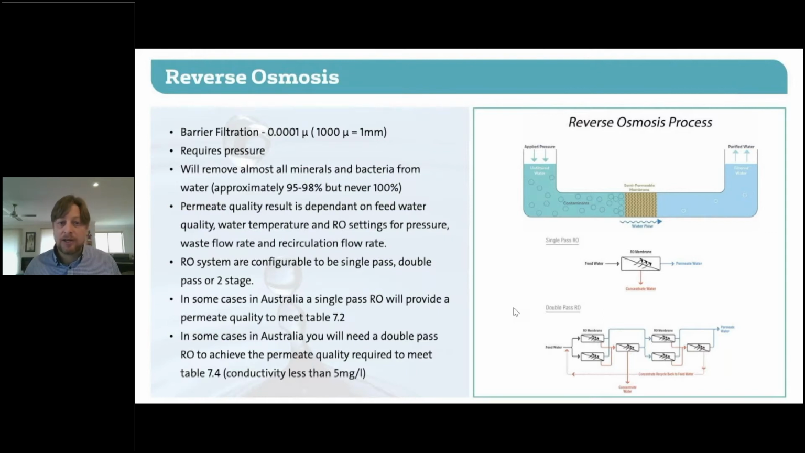ROs are also configurable in different ways. So you can have a single pass RO, which you can see described here, where your feed water comes in, you force your pure water through as permeate and your waste as concentrate.